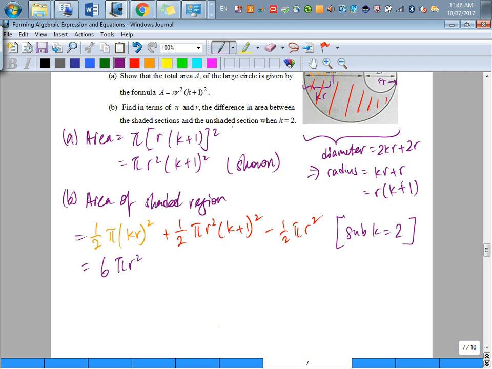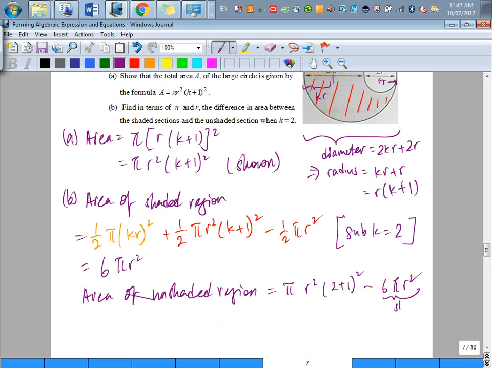We need to find the area of unshaded region. Area of unshaded. It will be given by pi, the area of the big circle, which is pi times r square k plus 1 square, where k is now equals to 2. This is the area of the big circle minus 6 pi r square. Okay, this is the shaded region. So we will get 9 pi r square minus 6 pi r square, we get 3 pi r square. This is the area of unshaded region.